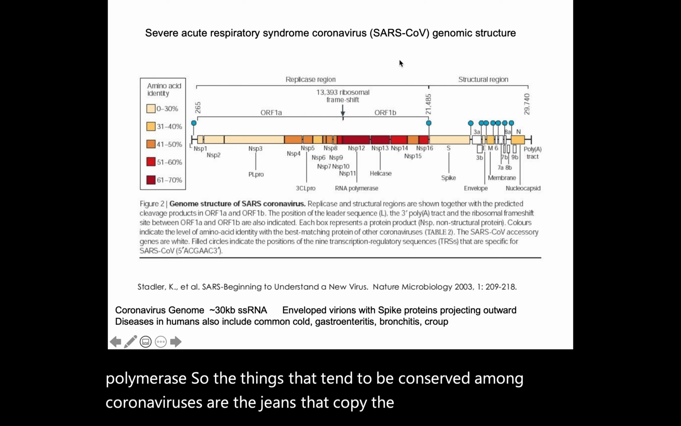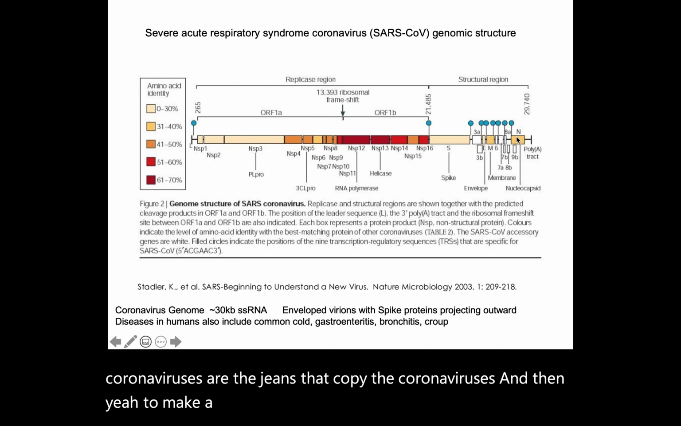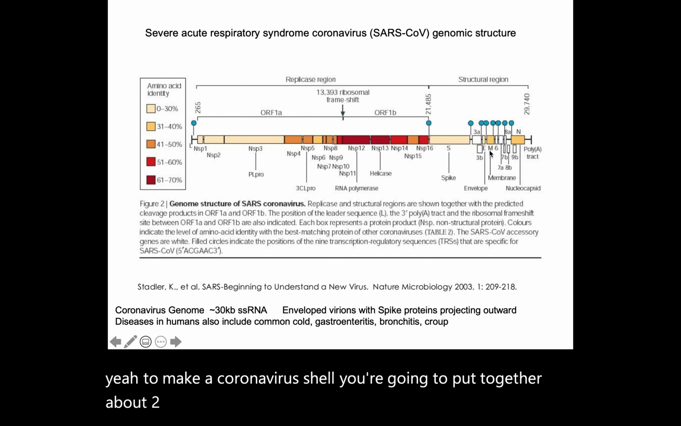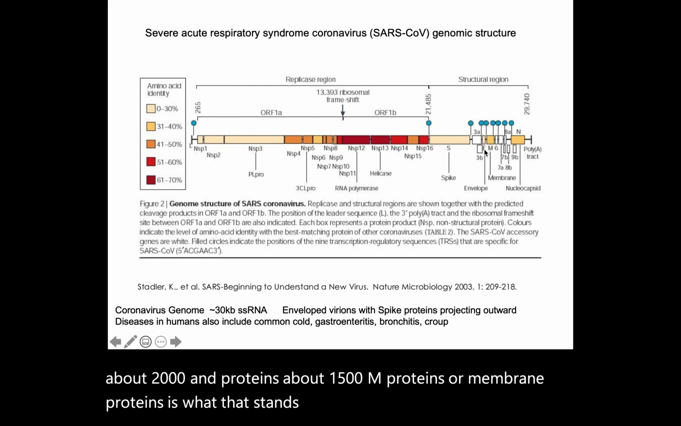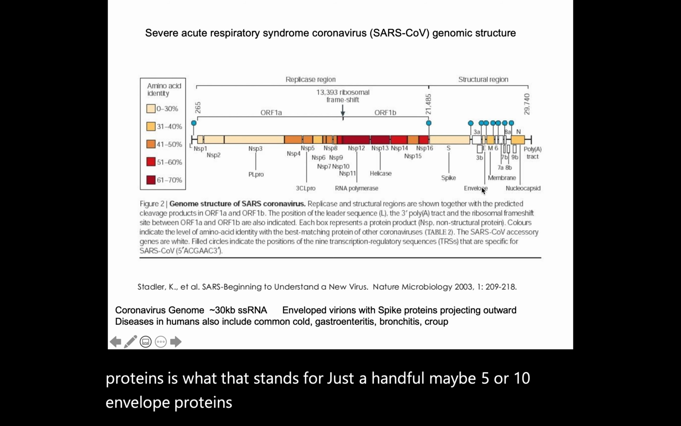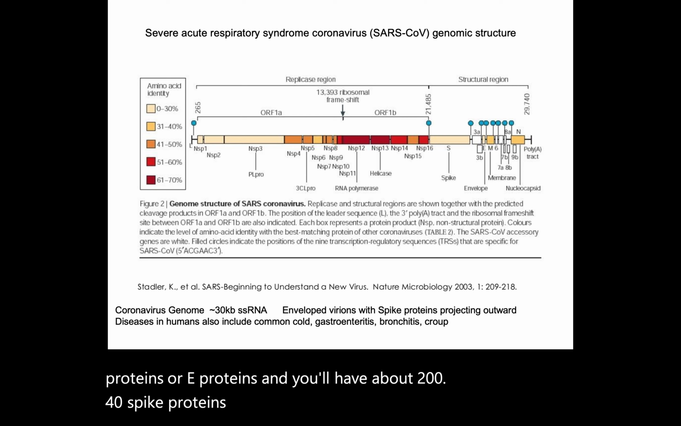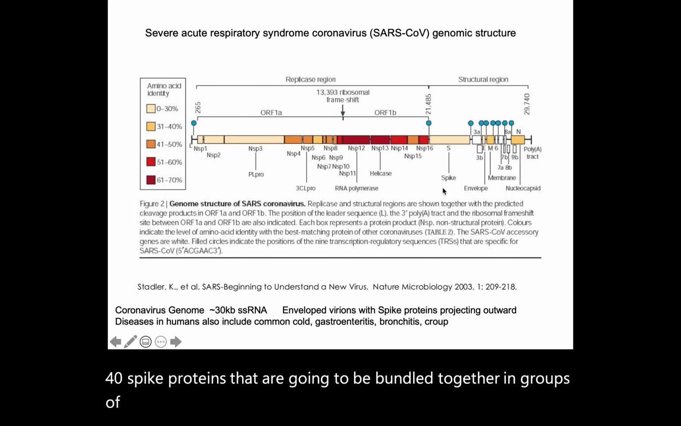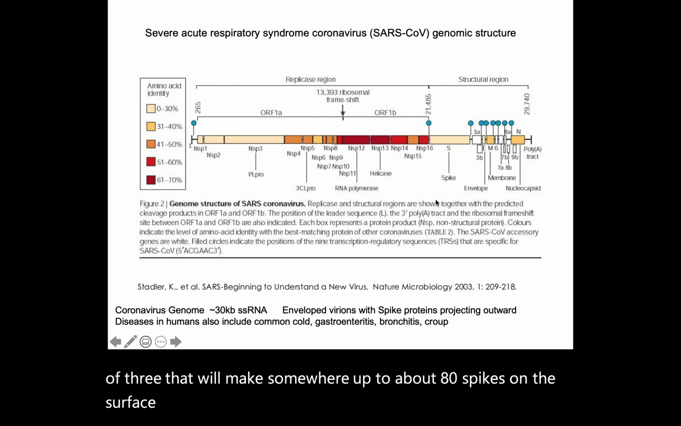So the things that tend to be conserved among coronaviruses are the genes that copy the coronaviruses. And then, to make a coronavirus shell, you're going to put together about 2,000 N proteins, about 1,500 M proteins, or membrane proteins is what that stands for, just a handful, maybe 5 or 10 envelope proteins, or E proteins, and you'll have about 240 spike proteins that are going to be bundled together in groups of 3 that'll make somewhere up to about 80 spikes on the surface of the virus. So S, E, M, and N, those are the 4 proteins that make the shell of a coronavirus.